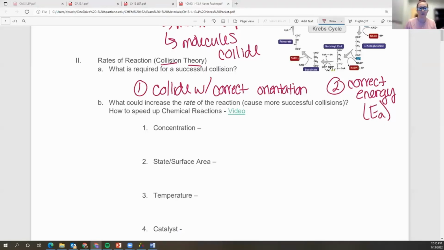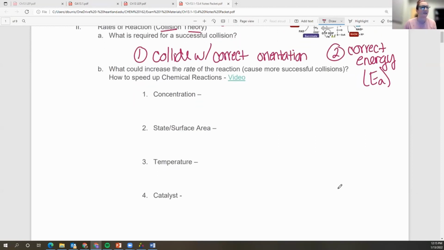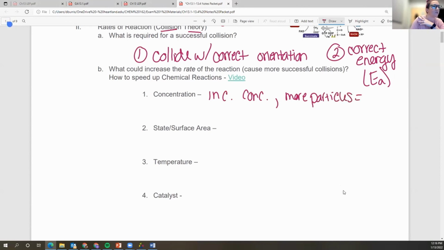Okay, so this kind of sums up all of the ways that we can increase a chemical reaction. I put the four main types here. We kind of combine two of them when we're talking about them, the surface area part. But concentration, of course, if you have more stuff in a smaller space, you're going to be able to have more of those collisions. So increasing the concentration essentially allows more particles to collide, so more collisions. More particles equals more collisions.